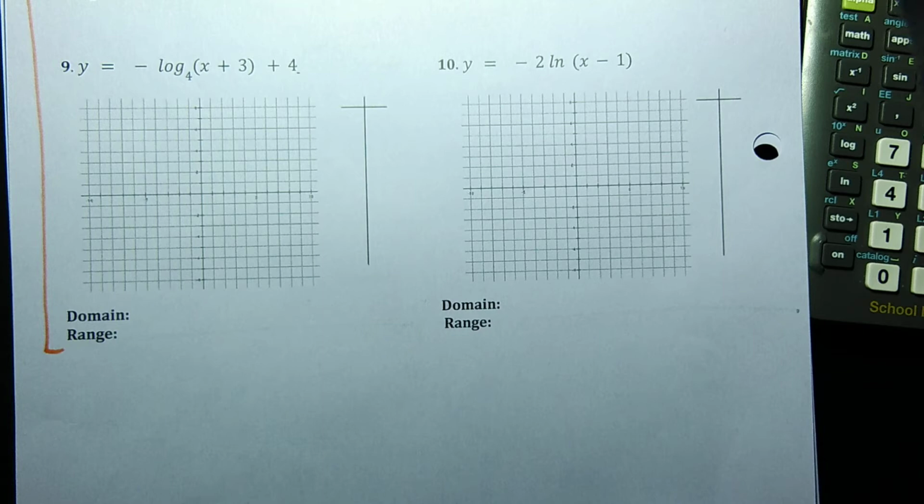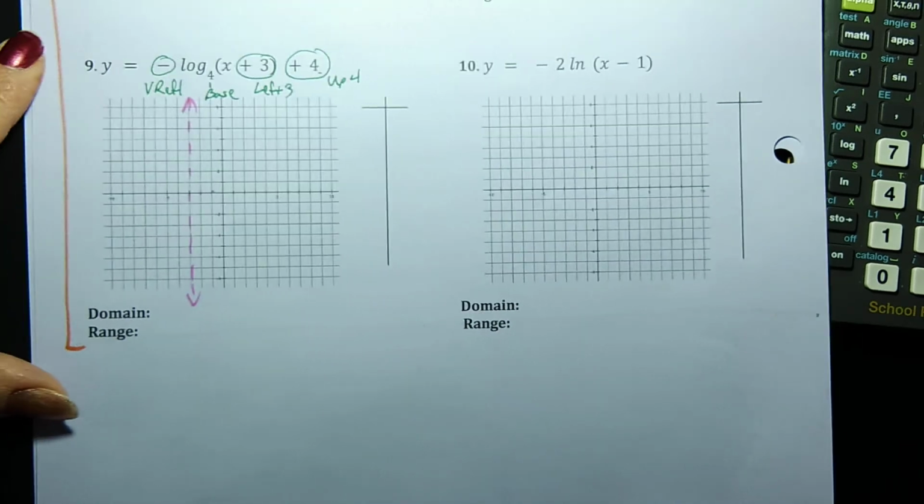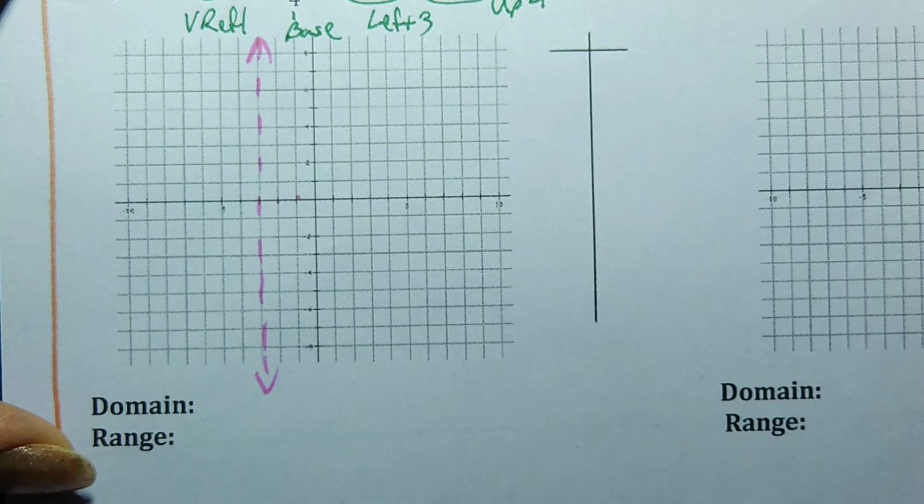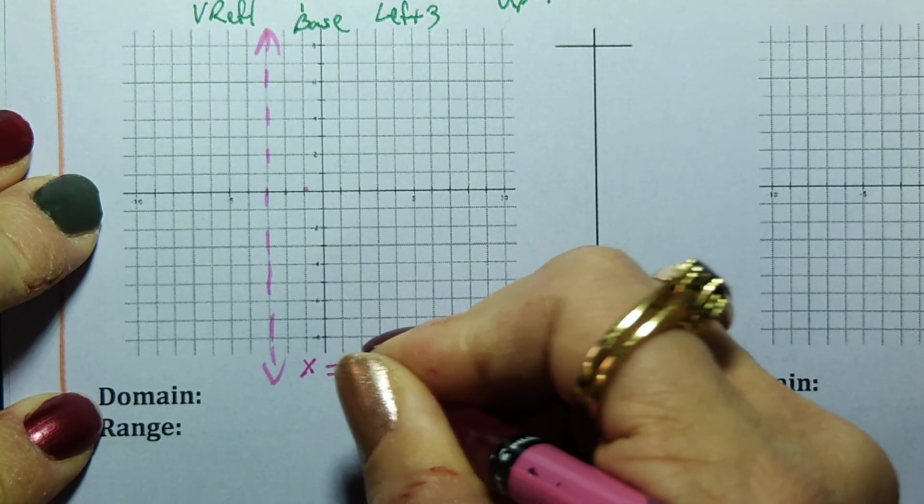What's the negative do? Vertical reflect. The 4 is base. The plus 3 on the inside. Left 3. The plus 4. Up 4. So here's my vertical asymptote at 0. If I vertically reflect it, it's in the same spot. If I move it left 3, it is going to be in a different spot. If I move it up 4, it's still going to be the same asymptote. So there is where your asymptote should be. The left 3 slides it to the left 3 units. And that will have the equation x equals negative 3.